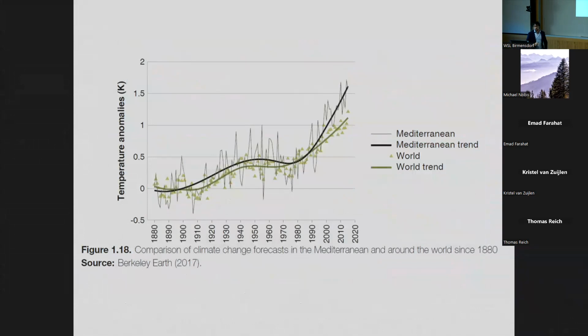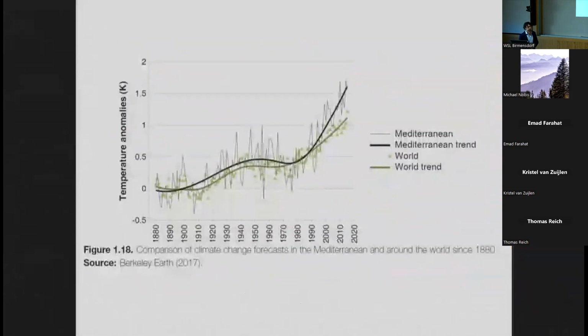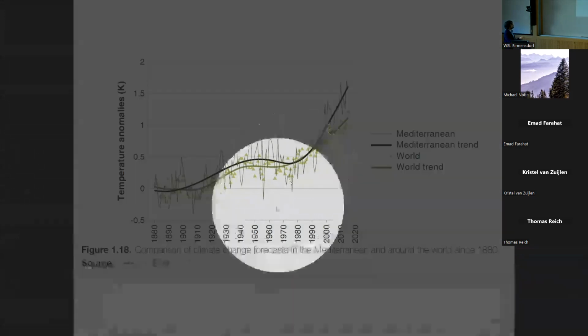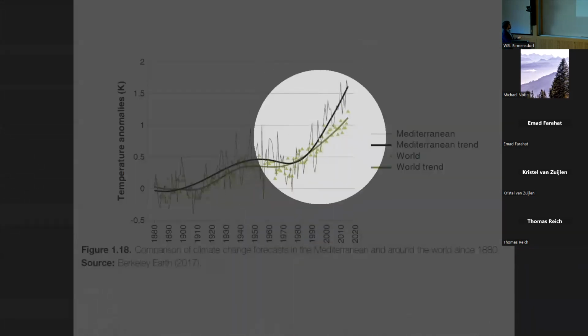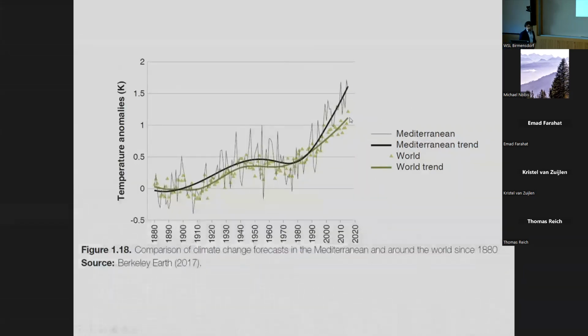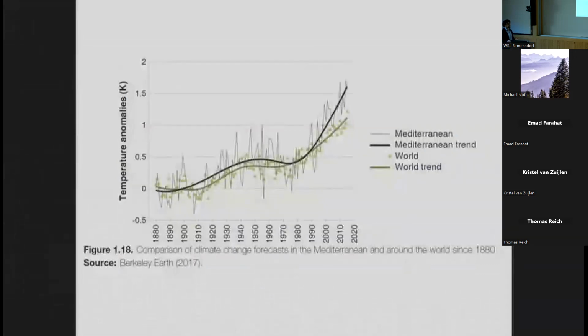So when we look at the forecast in terms of climate change with respect to the Mediterranean, in comparison with the world trend, we see that the changes are even steeper for the Mediterranean. So it is the black line compared to the green one. So this, of course, adds reasons why we should focus on this area.